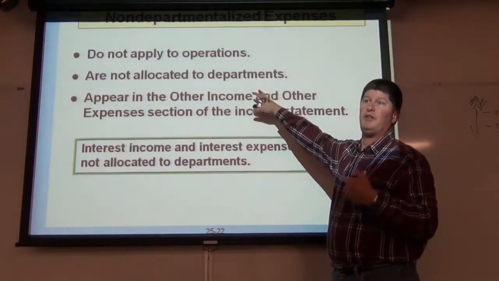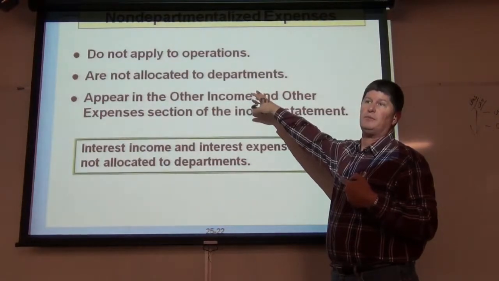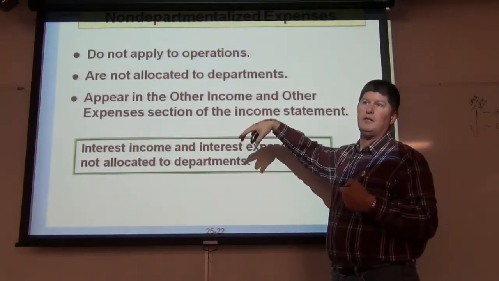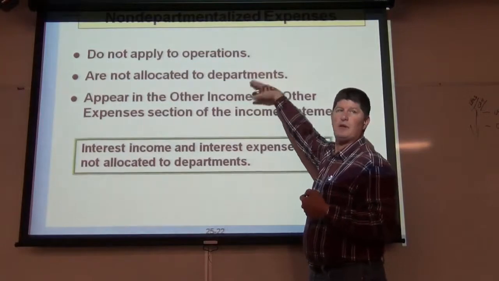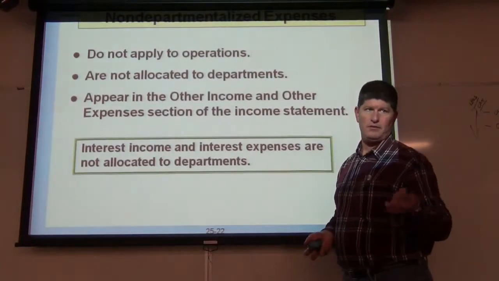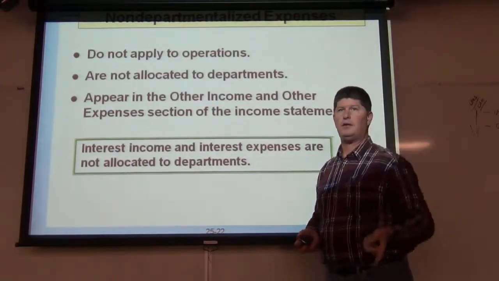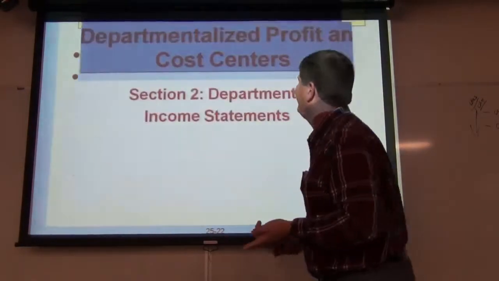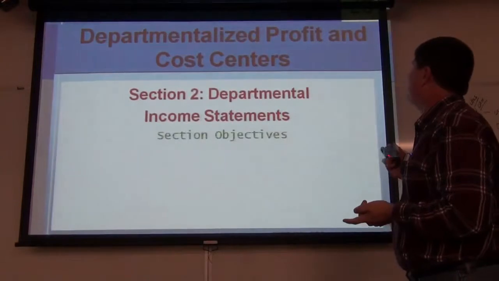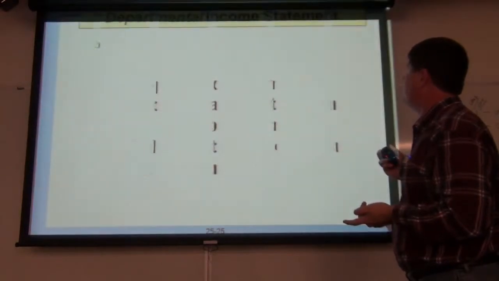And I'll show you an example of an income statement with that. But they just go at the bottom, okay? So just so you know, these elements don't get allocated. Everybody good with this? Is anybody not awake anymore? Okay. Come on. All right. Department income statements. Just show us some.